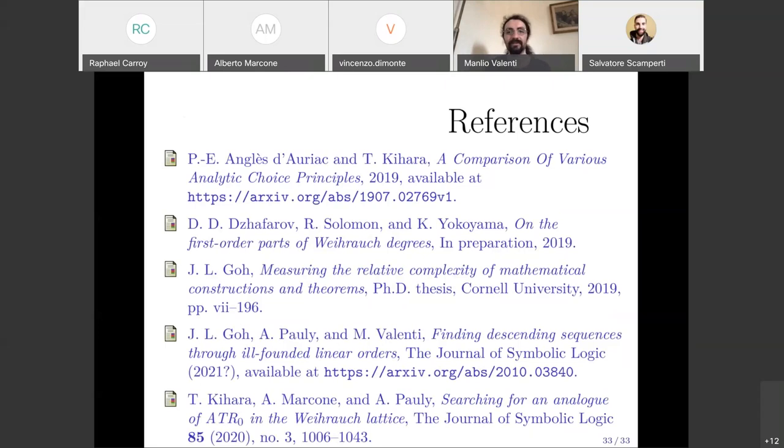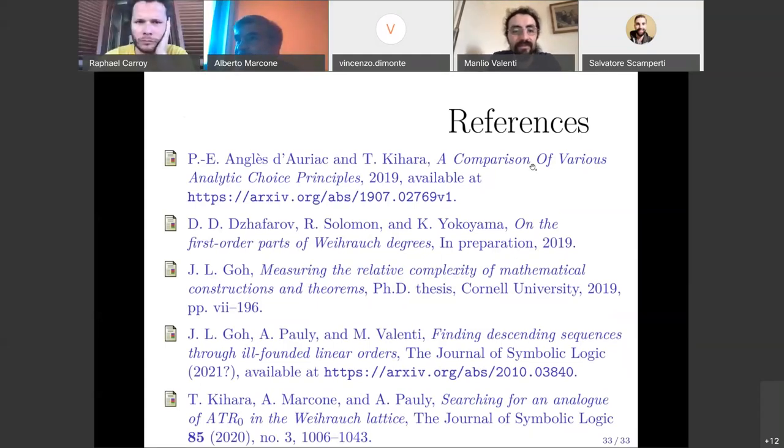Thank you very much for your talk, Manlio. I think it was nice that you went in quite detail through that proof that uses also some element of descriptive set theory, let's say, to get a result in computability. So are there any questions or comments?